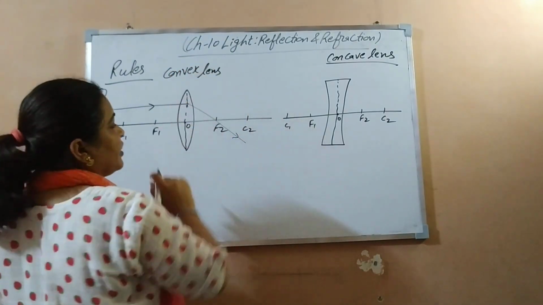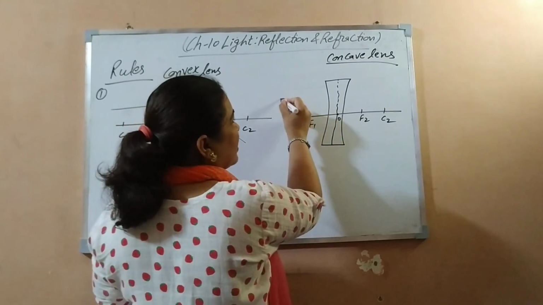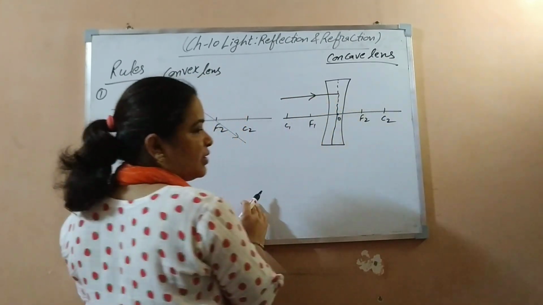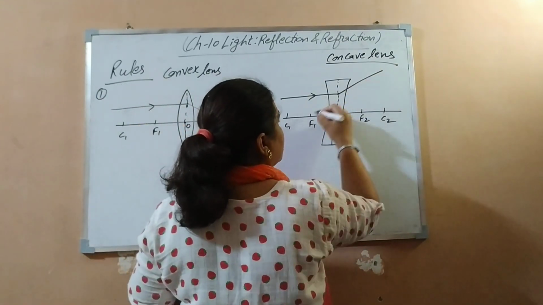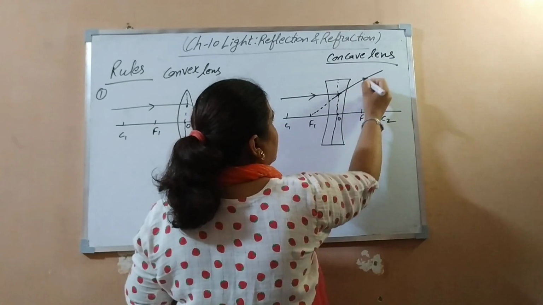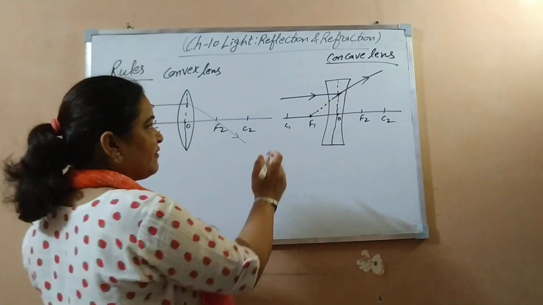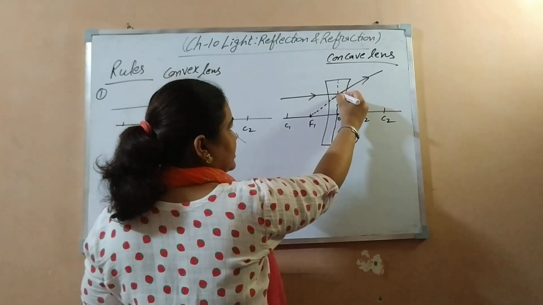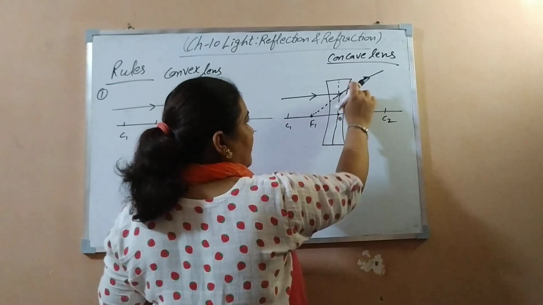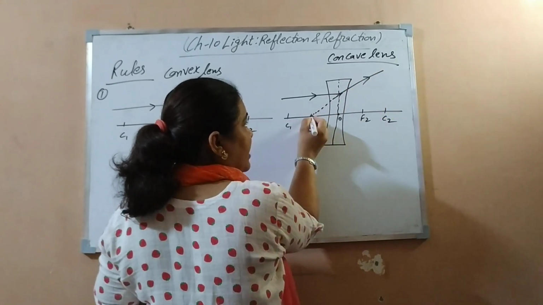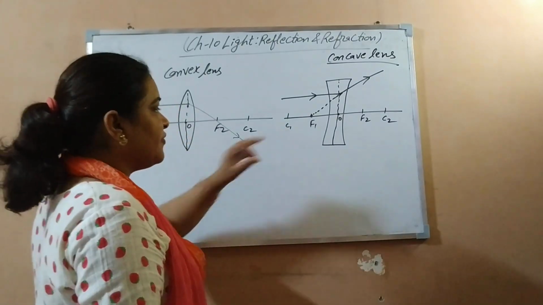Theoretical portion you can read from your NCERT, whatever I am speaking. If a ray is parallel to the principal axis for a concave lens, then it appears to diverge from the focus located on the same side of the object. What is the language? If a ray is parallel to the principal axis, till here it is the incident ray, then after refraction it appears to diverge from the focus which is on the same side of the object. This is the first rule.